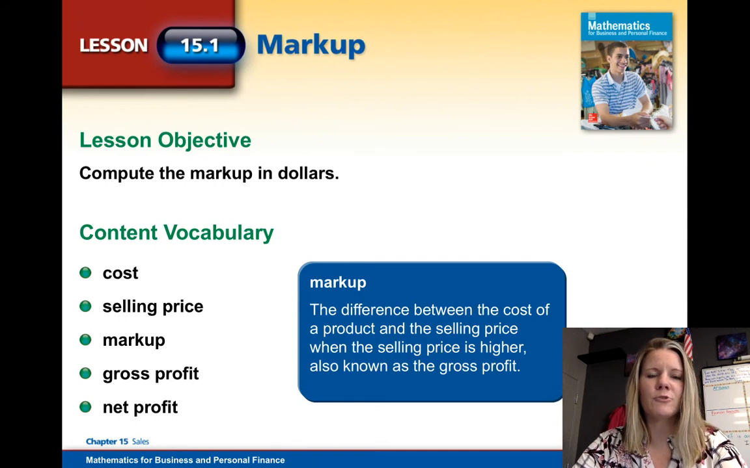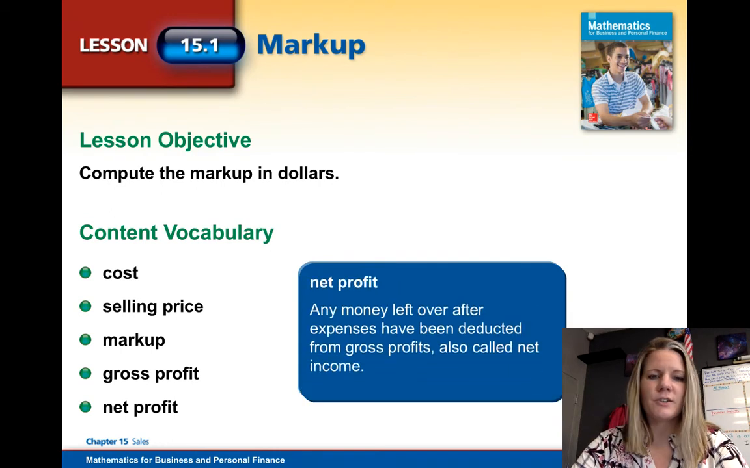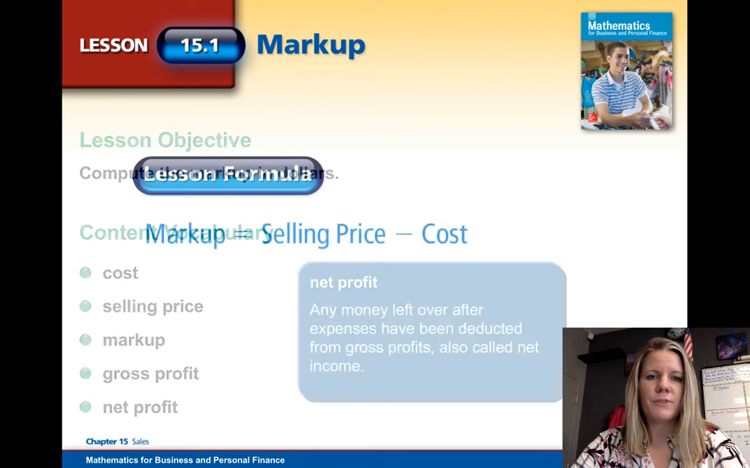So that's what the store adds to the price in order to make a profit, which is our next term, gross profit, the difference between the costs. And notice they also say that's known as the markup, which is the title of the section. Net profit is any money left over, deducted, called the net income. So all these vocab terms are really important for the entire chapter. So it's really important that you know the difference between them.